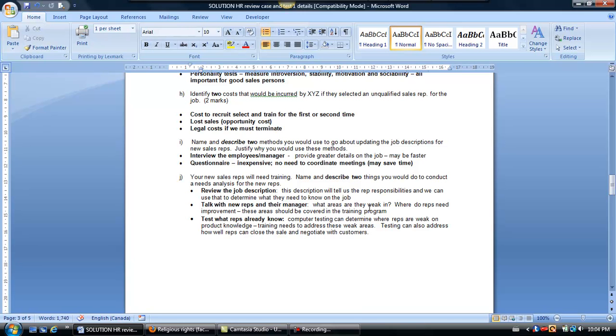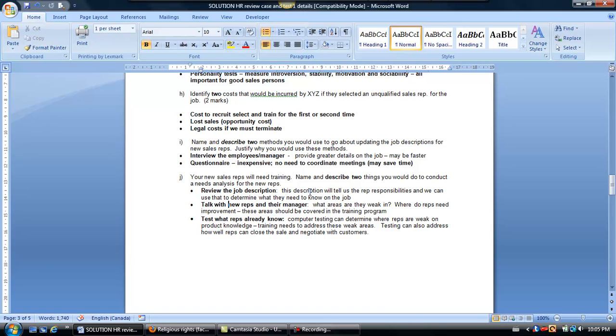training program. We can also test the reps to see what they already know. So again, we might find that there's things that they're weak in just by testing them. So say, for example, we might want to do some computer testing to see where the reps are weak on maybe product knowledge. So we might want to say, well, do they know enough about the product, right? So training can address those weak areas, right? Testing can also address how well the sales reps can close the sale, negotiate with customers, right? So again, we might see weaknesses there, and we might want to incorporate some training elements in our program that would address those needs.